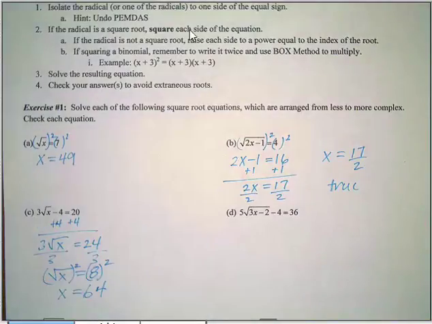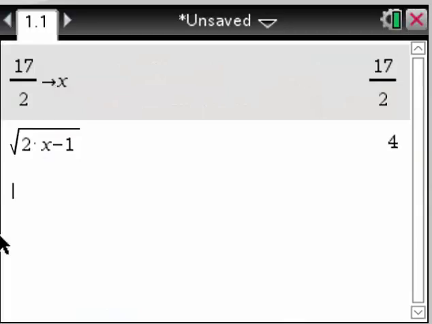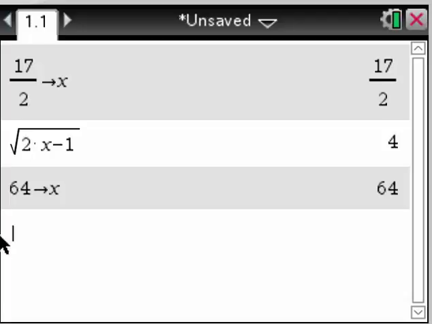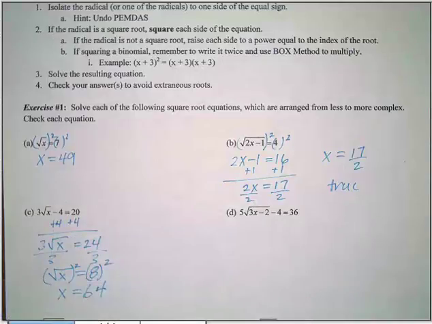So again, just to refresh your memories, I'm going to store 64 for x, and I'm going to plug in the expression on the left side. So 3 square root of x, get out of the square root, minus 4. And when I hit enter, hopefully it equals 20. And it does. If there was another expression on the right side, I would have to plug that in and see if they're equal. But since it's just a constant, I just want this to equal the other side, which it is, 20. So my answer of 64 is also true, so I'm good to go.